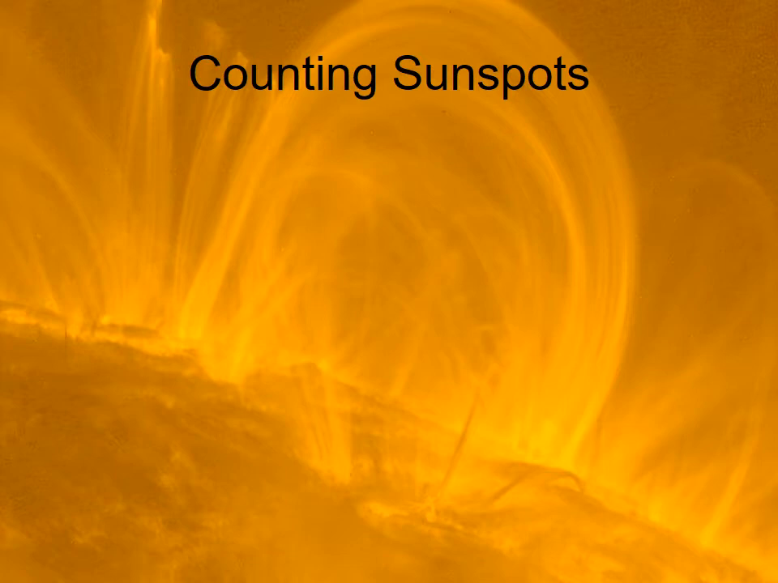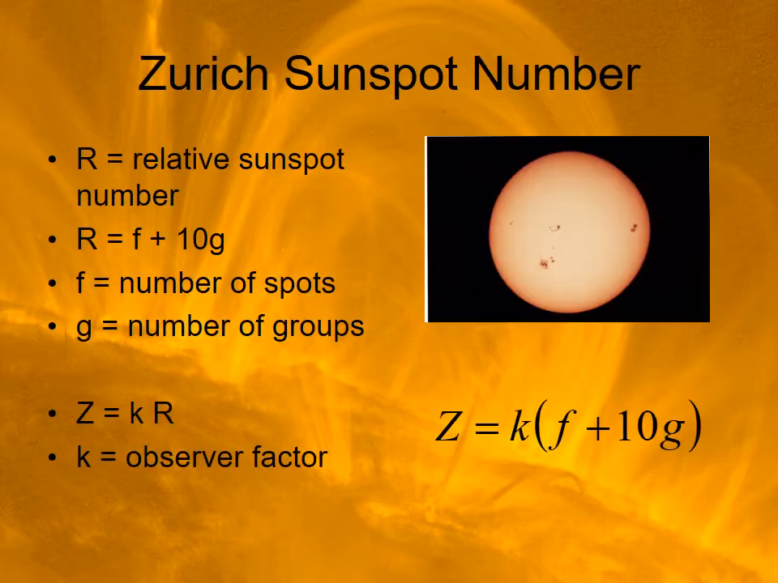They later figured out it's not just the number of spots, but groups of spots turn out to be very important as well. And so they came up with something called the Zurich sunspot number. The relative sunspot number is the number of spots, so each spot, plus 10 times the number of groups. That gives you a relative sunspot number.